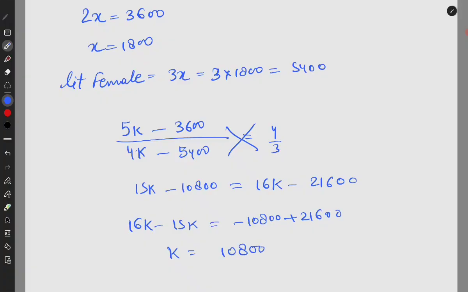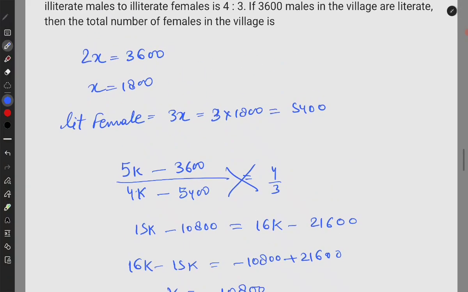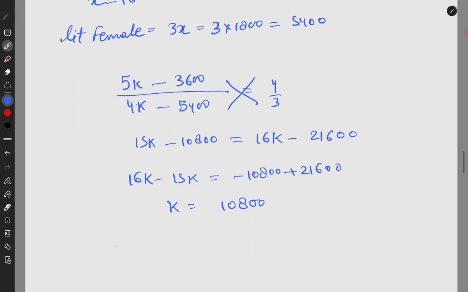Now we are looking for the value of 4k, the total number of females. So the value of 4k will be 4 into 10800, that will be 43200. Alright, now let's see the next one.